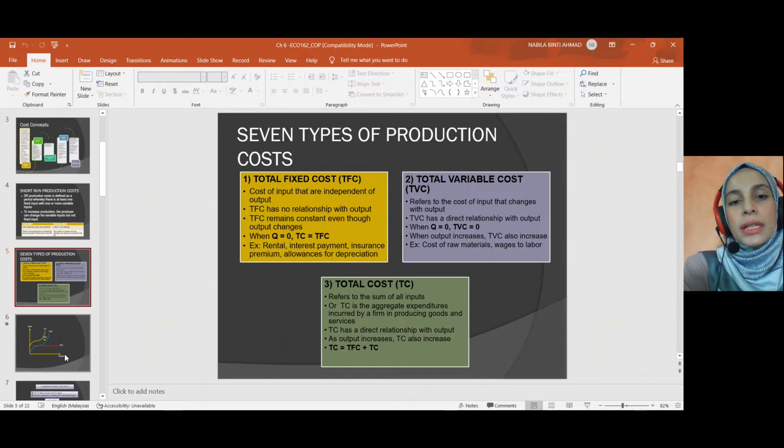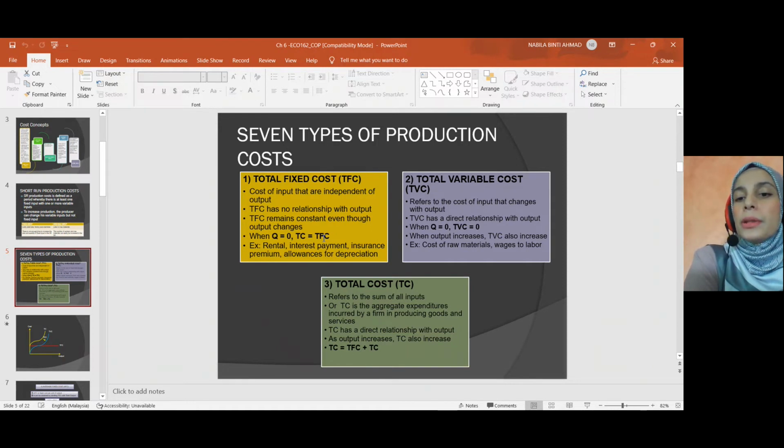So what is total fixed cost? Total fixed cost is cost of input that are independent of output. Maksudnya di sini, dia tidak ada relationship dengan output. Sama ada kita produce apa ataupun kita tidak produce apa-apa pada bulan ataupun tempoh tertentu, kita perlu bayar fixed cost. So here, when quantity equals to 0, the value of total cost would be equal to total fixed cost. So value of total fixed cost ni dia fix, dia tidak berubah. So contohnya macam rental, interest payment, insurance premium, allowances for depreciation, itu merupakan total fixed cost.